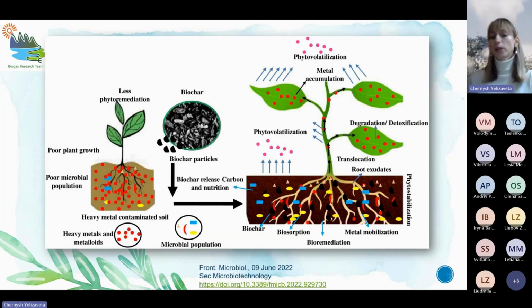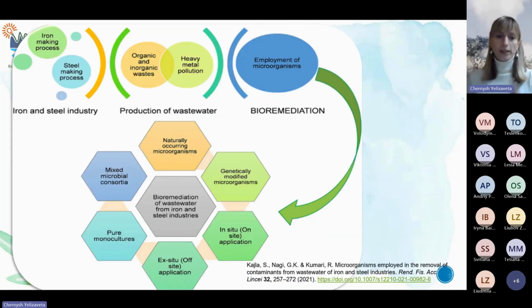And when we mentioned biochar previously, biochar also has different types of application, and the absorption activity of biochar and the opportunity to support biofilm growth is used in processes of soil bioremediation. And we can see a lot of investigation in this field now. It's a complex approach that involves different ecosystem components.